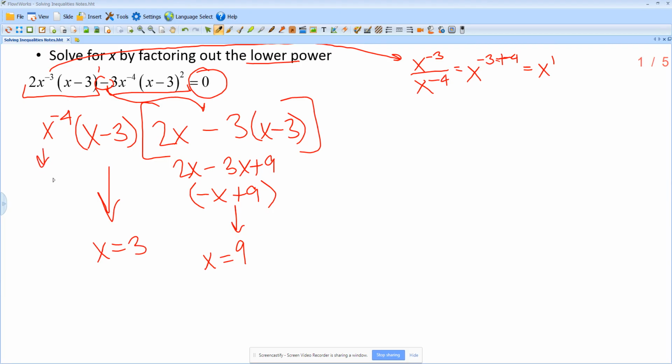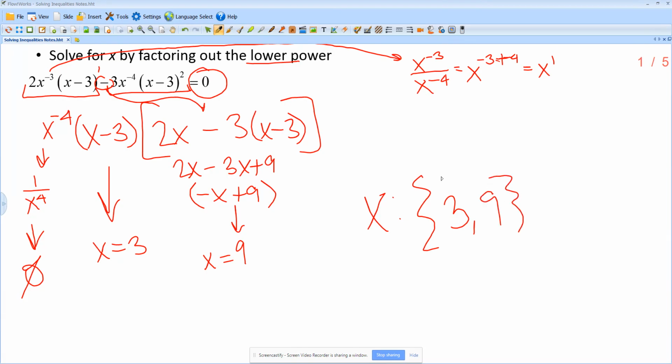And here, thinking about what x to the negative fourth really is, that's 1 over x to the fourth power. 1 over x to the fourth power, even if I put 0 in here, isn't going to be 0. That would make this undefined. So this does not have its own solution to have something be equal to 0. So we'd have just x is equal to 3 and 9. This is just our set brackets, sort of squiggly lines.